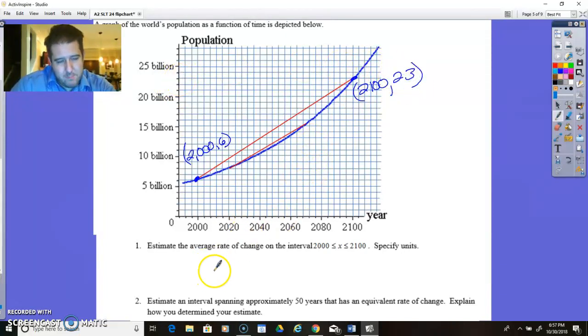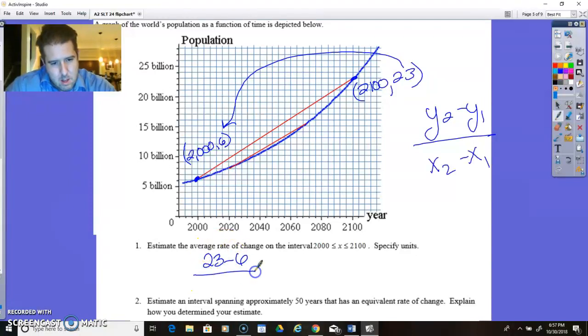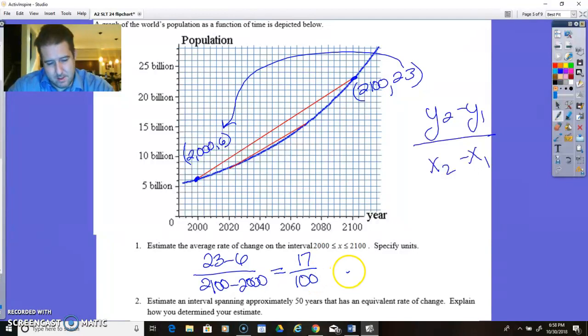So we've done this before. How do you find the average rate of change from here to here? We're looking at a linear pattern, so we're going to use the formula y2 minus y1 over x2 minus x1. Second y minus first y, so that's 23 minus 6 over 2100 minus 2000. 23 minus 6 gives us 17, so 17 over 100, which is 17 hundredths of a billion per year. That's about 170 million per year.